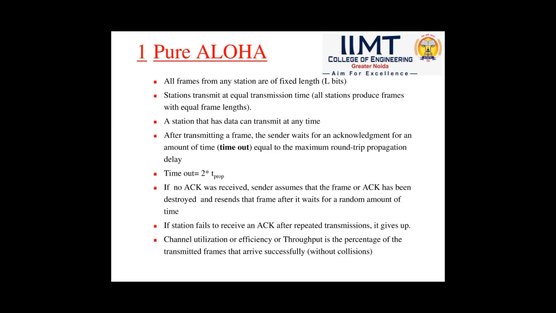Now one formula is given here: timeout equal to 2 into T propagation. T prop means propagation time. Now we see how 2 will come. When a station sends the data, it sends the next frame when it gets the acknowledgement of the previous data. For example, when station 3 sends some frame, then it will not send the next frame until it gets acknowledgement from the receiver. So firstly the frame will be sent from source to destination, the time is T.